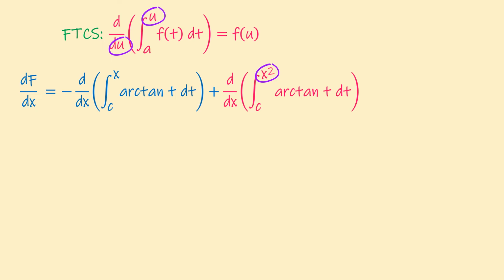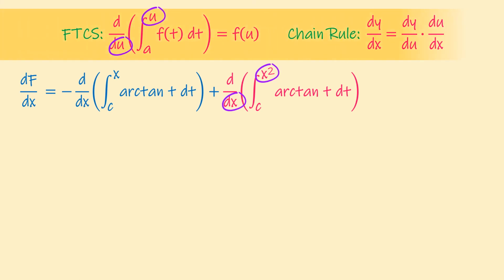Because the required derivative is taken with respect to x, we need to apply the chain rule in order to convert the derivative with respect to the new variable u into a derivative with respect to x by multiplying with the derivative of u with respect to x. Let u be equal to x squared.